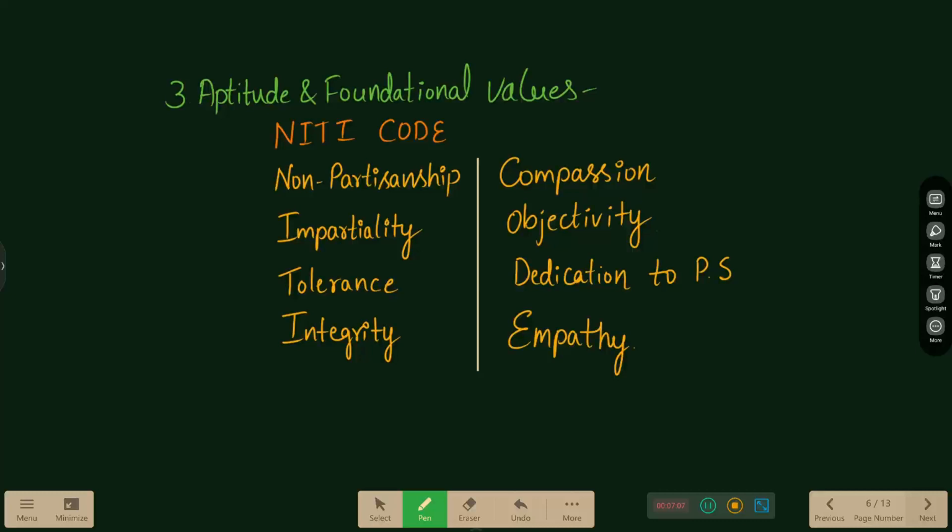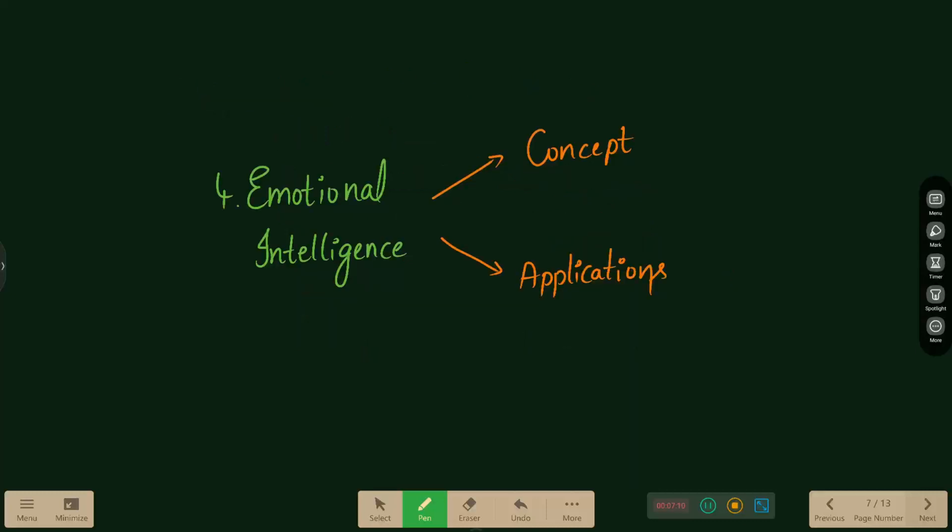Next, we are moving to the 4th chapter, that is emotional intelligence. In emotional intelligence, you need to know the definition of emotional intelligence, what you mean by it. Then you need to know the components involved in emotional intelligence, and who gave this concept. Then you need to know the applications of emotional intelligence in administration.